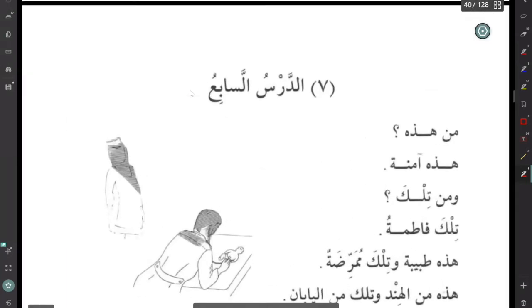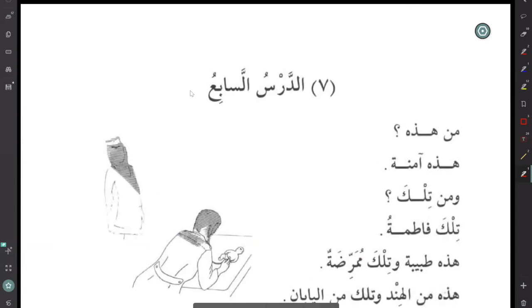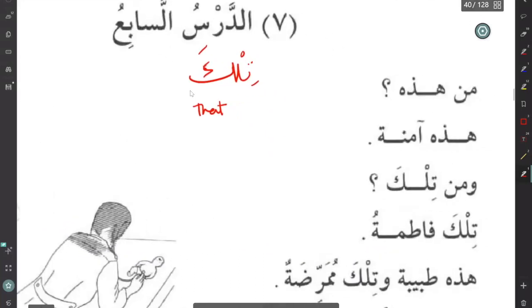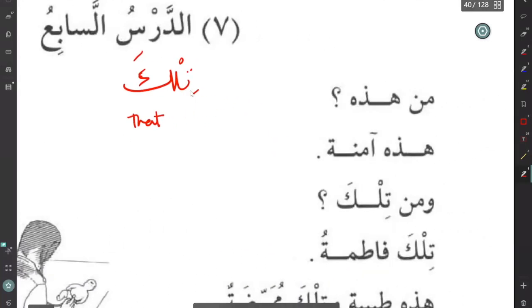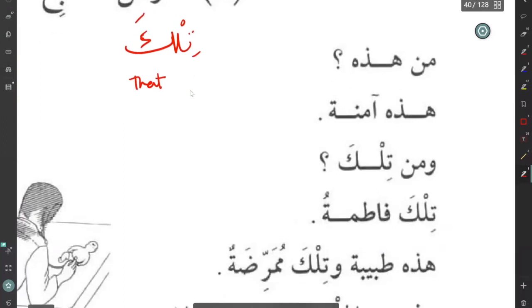Ad-darsu sabi', seventh lesson. It's about what? Tilka. What is tilka? Tilka is that. Okay, so it says man hadihi. We know what it means. Man hadihi. Hadihi amina tu. Okay, don't say hadihi aminatun.